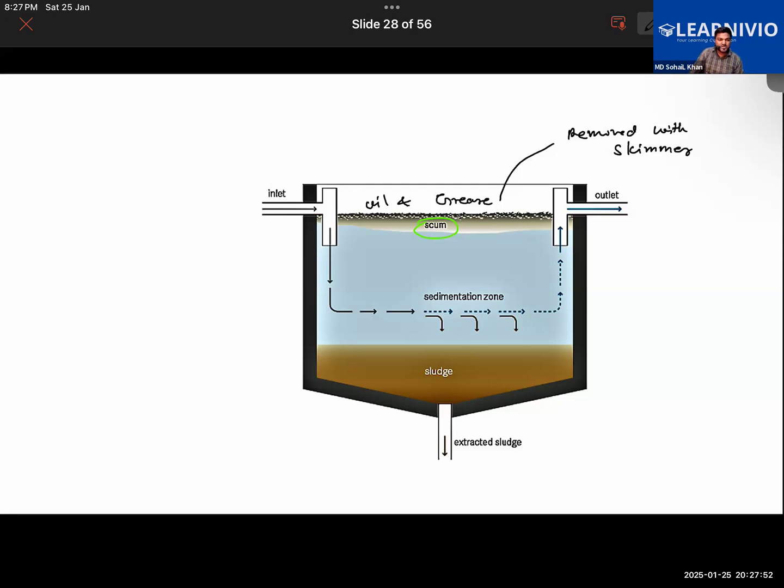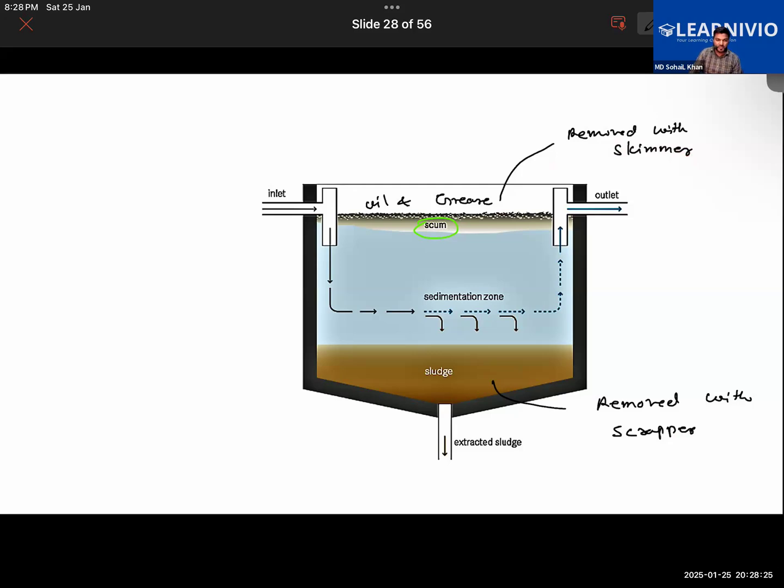Further, what about the sludge? Sludge is also removed from time to time, at regular intervals, with an instrument or tool called a scraper. So these two terms you need to memorize: the scraper and the skimmer. The sludge is separated continuously with the help of a scraper, and scum is regularly separated with the help of a skimmer.